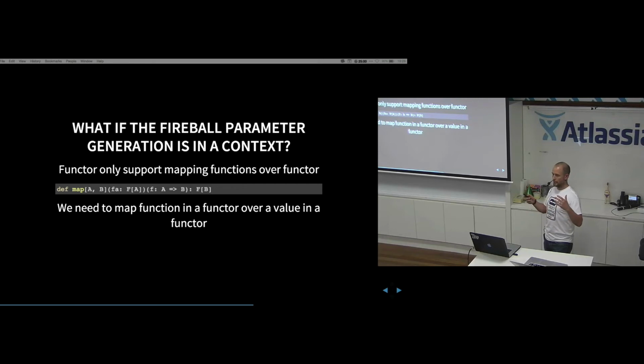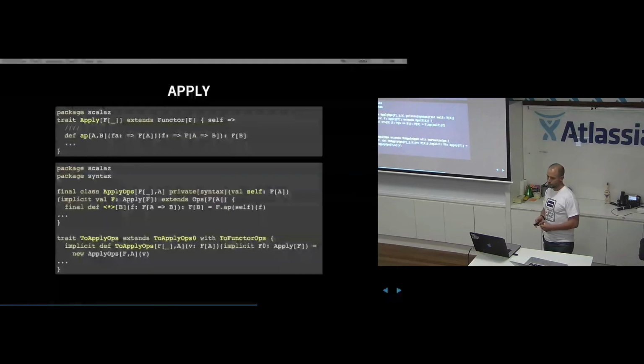The problem is the functor only supports mapping functions over a functor, so it only supports taking an F of A and applying an A to B function to it. We need to map a function in a functor over a value in a functor. So here is apply. Apply allows us to take a value in a context and a function in a context and return back a new value in a context. So now we can take a fireball in a context and a piranha plant in a context and apply it to a function.